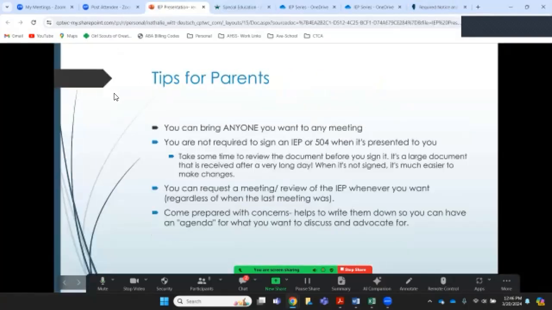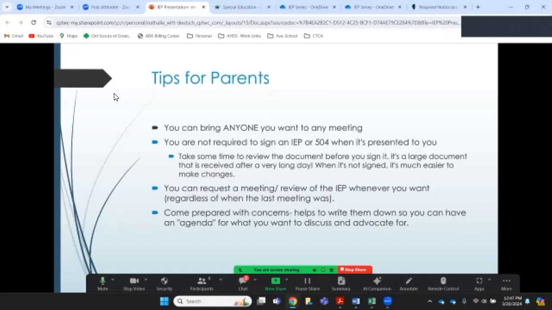I think, tips for parents. So again, like I said, you could bring anyone you want to any meeting. They kind of say somebody who has some good knowledge about your child, but really you could bring anybody that you want to any of your IEP meetings. I just suggest that you contact the school district and let them know. So one, they're prepared for that person coming. But two, they can also write them on the notice as well as the sign-in sheet. It's always good to have an understanding of who's going to be there at the IEP on your behalf.